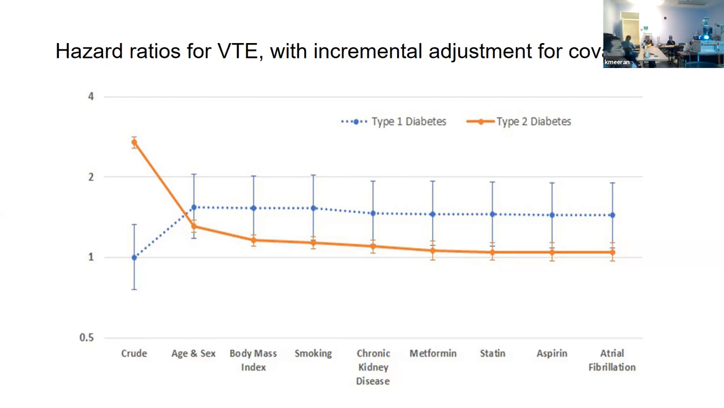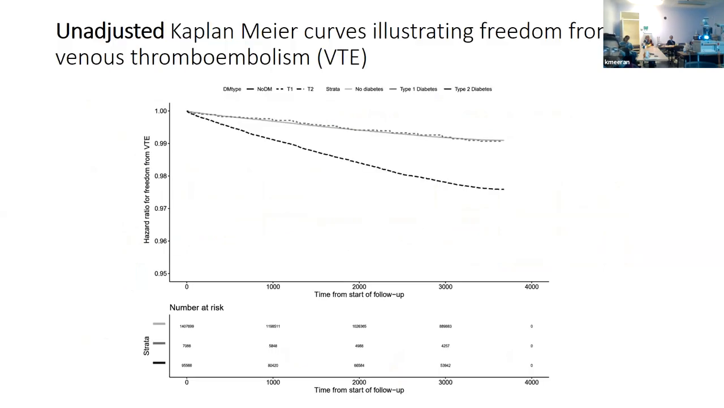Okay. This is a very interesting slide, I have to say, but carry on. And these are the Kaplan-Meier curves illustrating freedom from VTE, much like survival, but again, this is unadjusted data, so I'm not really sure how useful this is to look at, to be fair. It just illustrates what we've shown before, that individuals with type 2 diabetes, over time, have a greater risk. What's the 4,000, is it days? Yeah, I'm assuming it's days because it went from 2009 to 2019, 10 years. It's days, yeah, 3,600 days.